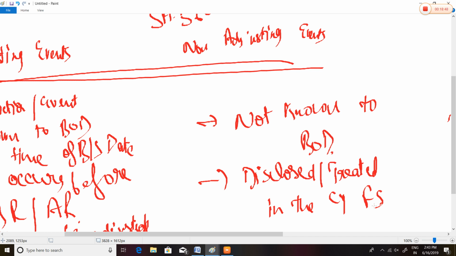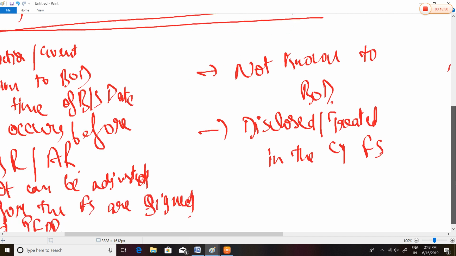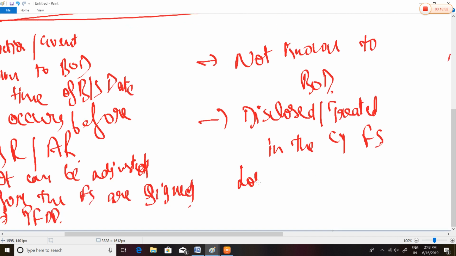Okay, for example, loss by earthquake. It was not known on 31st March, but it came to be known before the signing of the financial statement. So hence it should not be adjusted in the previous financial statement, but in the current year's financial statement.